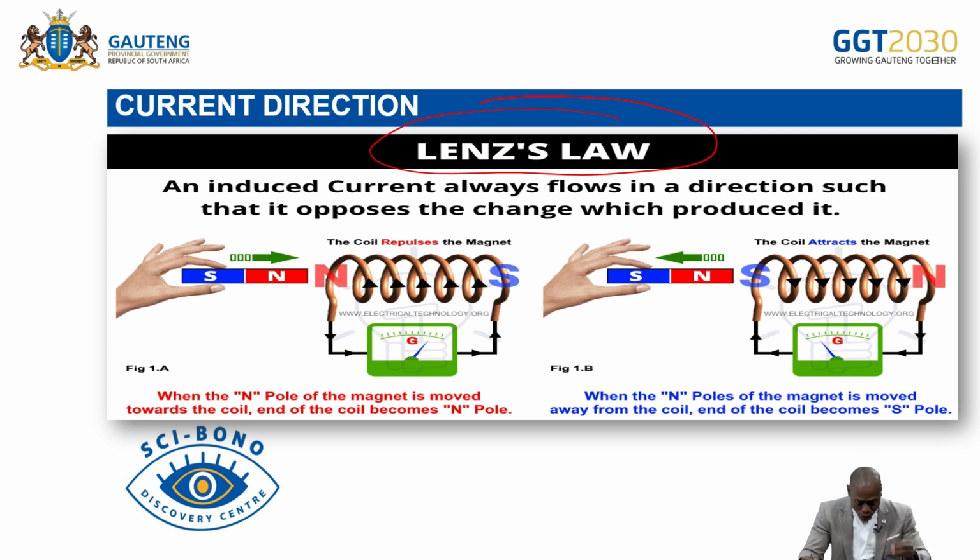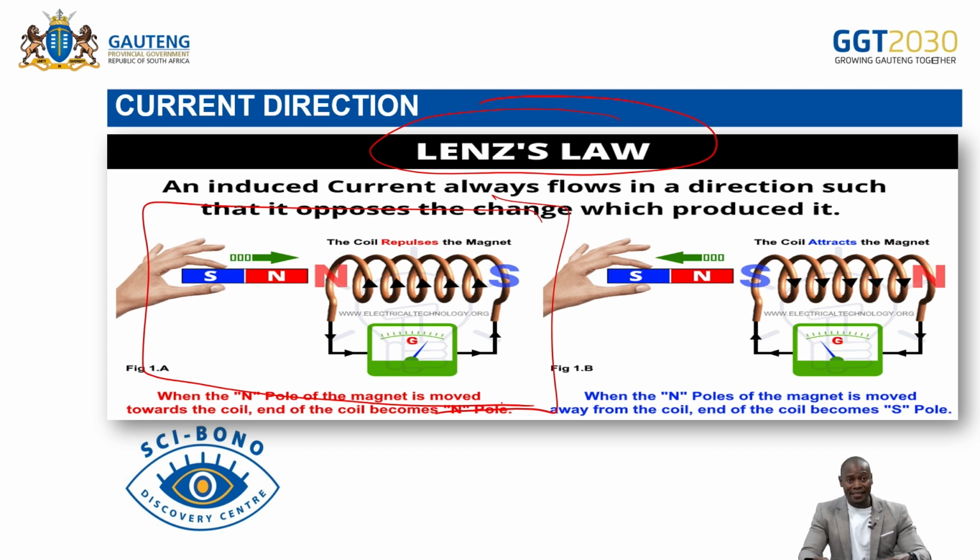So it says the induced current always flows. This is very, very important. What induces the current is the magnetic field, right? So the induced current always flows in a direction such that it opposes the change which produced it. It opposes the change which produced it. So what produced this current is the change in magnetic field.